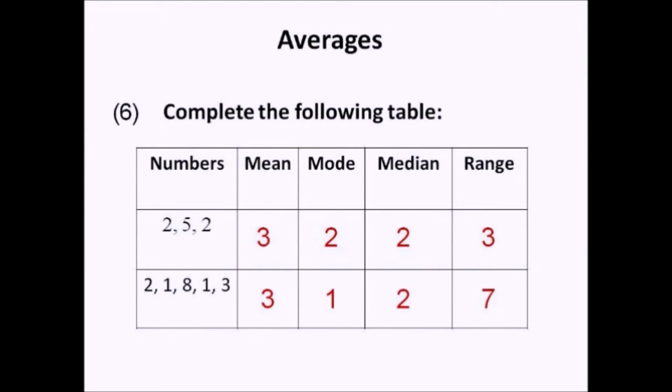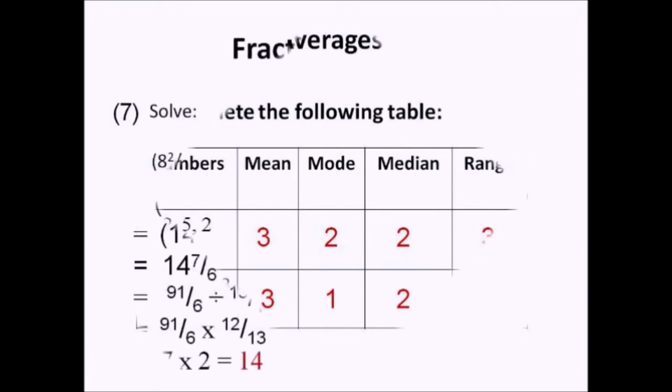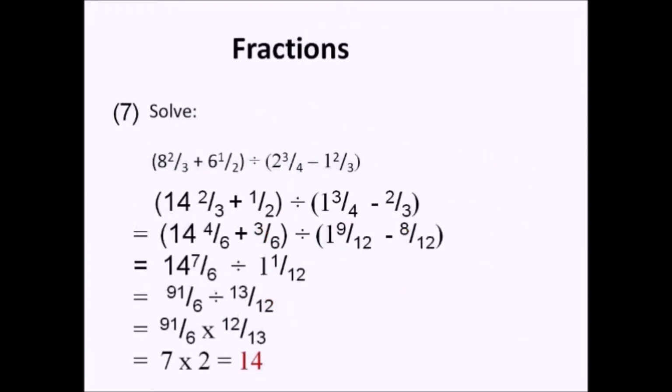That was the hardest part. The mode is the one you see most often. The median is the number in the middle when you arrange them in order. And the range is the highest take away the lowest. You need to know those definitions.